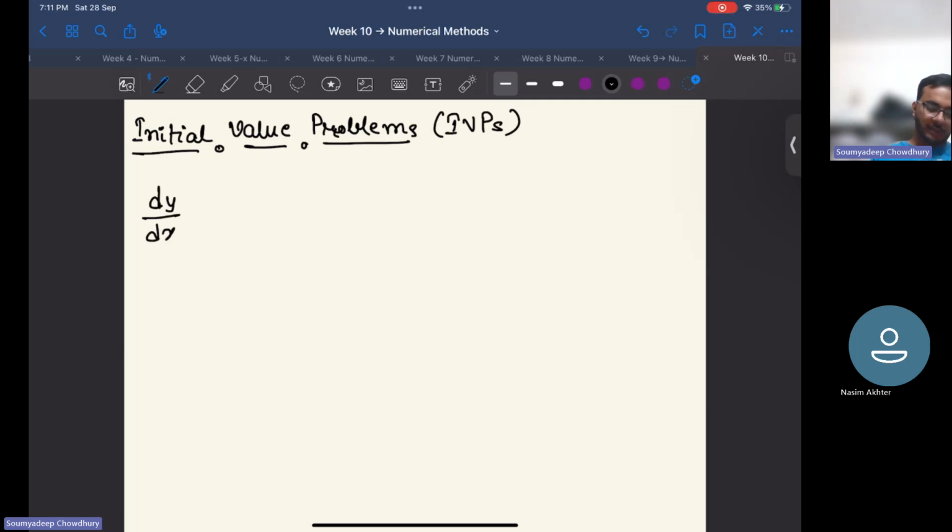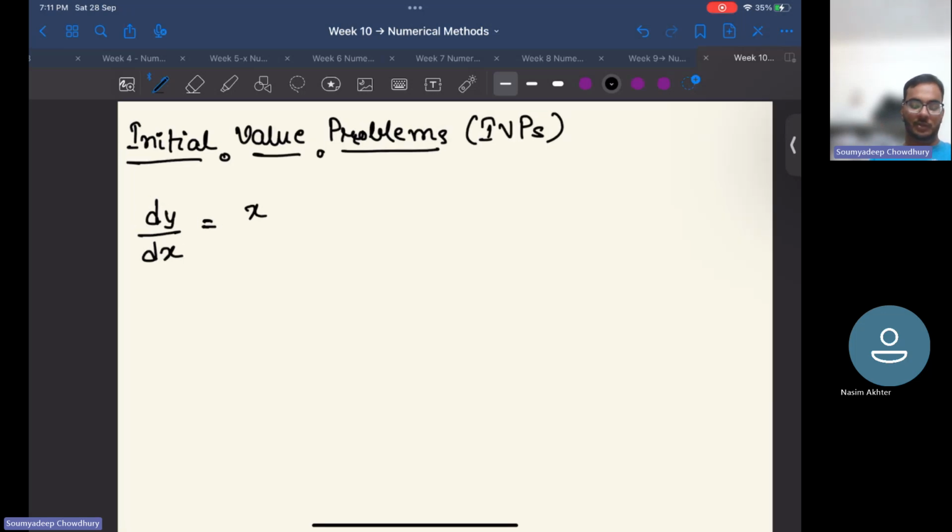Suppose we have a differential equation like this: dy by dx equal to x. So this is a differential equation, right? Why is it called a differential equation? Because the differential operator is applied on a particular variable y. So dy by dx is a differential operator applied on y, and we have some other terms and an equal to sign. That's why it is called a differential equation, not your normal algebraic equation.